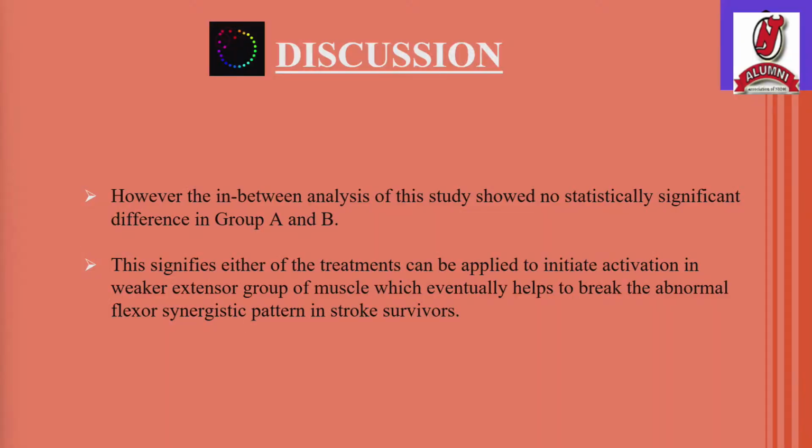In between group analysis, there was no statistically significant difference. That implies that both groups are equally effective in initiating activation of the weaker extensor group of muscles, which eventually helps to break the abnormal synergy in stroke survivors.